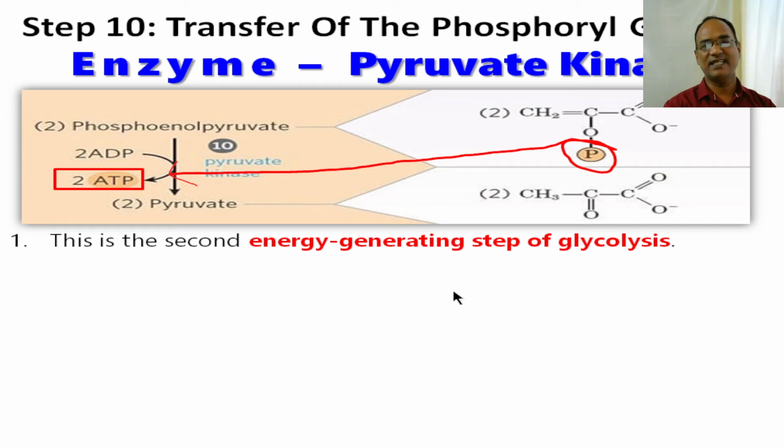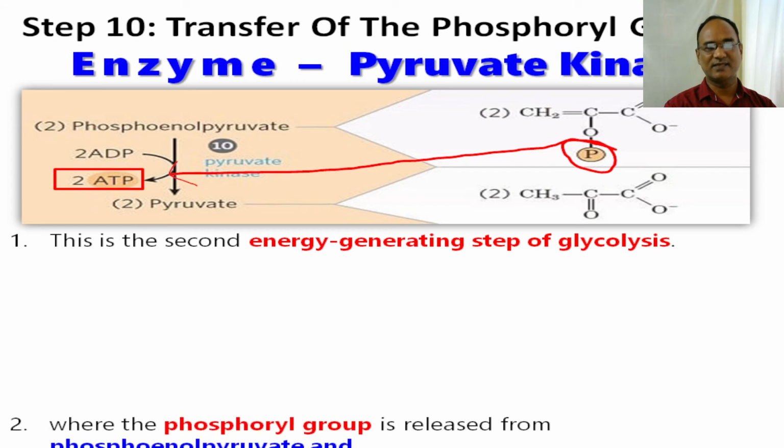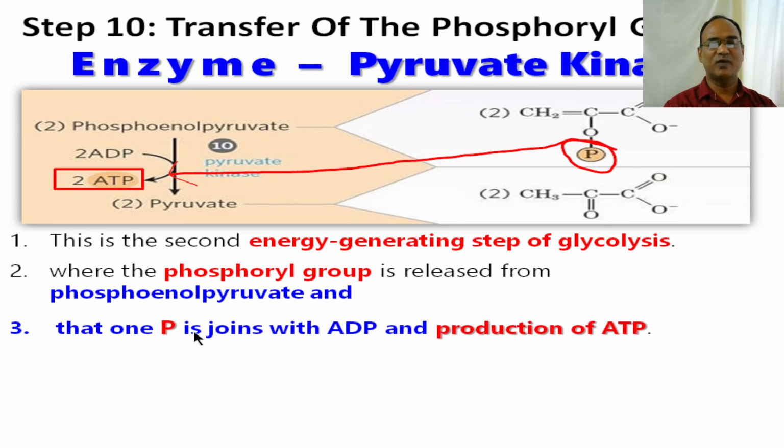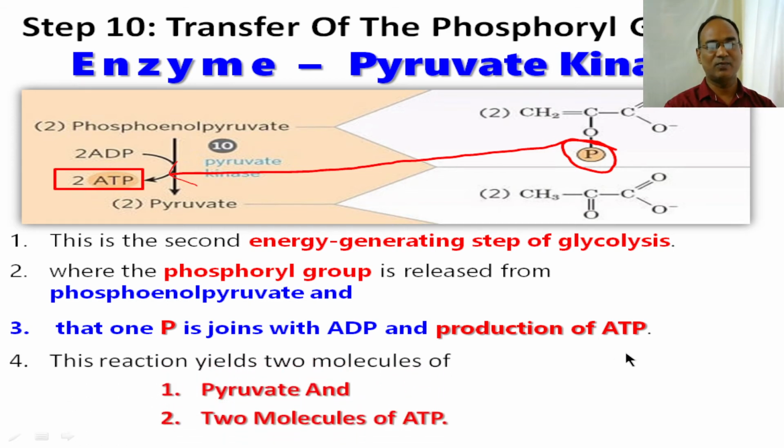This is the second energy releasing phase of the glycolytic process, where the phosphoryl group is released from phosphoenol pyruvate, and that one phosphate is combined with adenosine diphosphate, and it leads to the production of 2 ATP, adenosine triphosphate, in the chemical bond. So this reaction yields 2 molecules of pyruvate and 2 molecules of ATP.